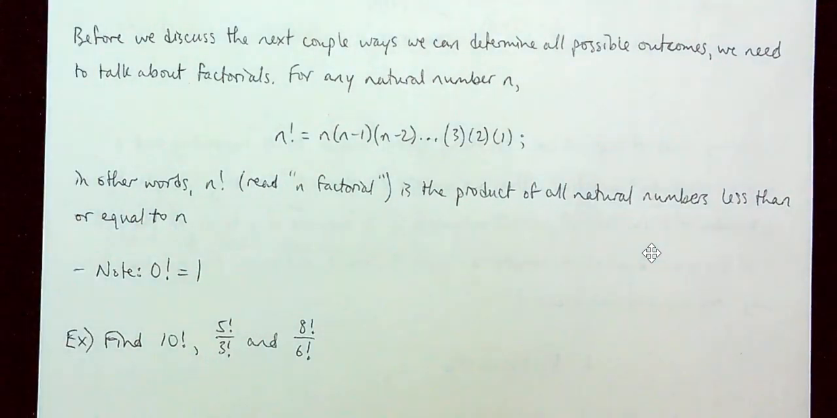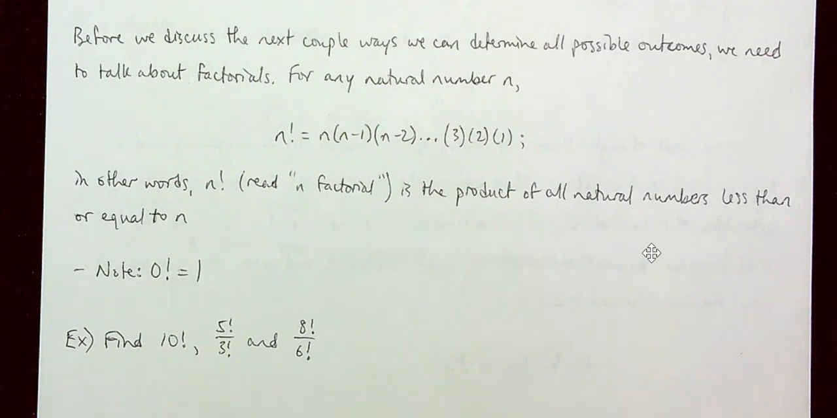Before we discuss the next couple of ways that we can determine all possible outcomes for a sample space, we need to introduce some notation and some terminology. Namely, we need to talk about factorials.